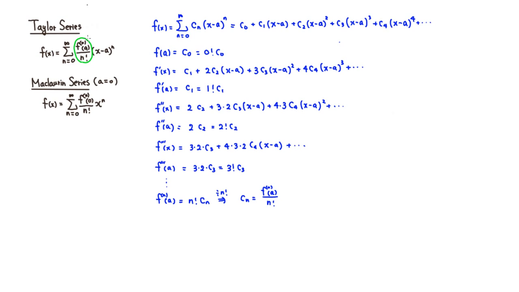That's pretty simple, right? And for a Maclaurin series, it's the same thing with just a equal to 0. All right, that's it. I hope that this was clear.